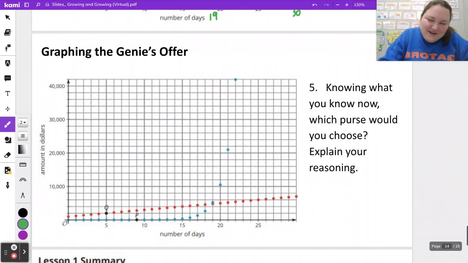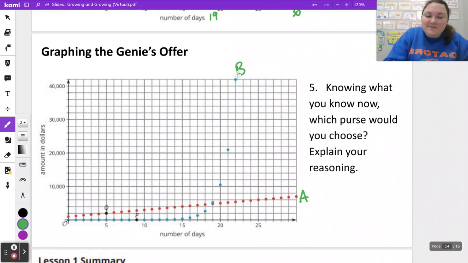So knowing everything we know now, which purse would you choose? Well, usually in class when I ask this question, most people say purse B because we saw purse B ends up having a lot of money. But sometimes students bring up a good option of, well, how long do we get the purse? And I think that's a really good question to ask, right?